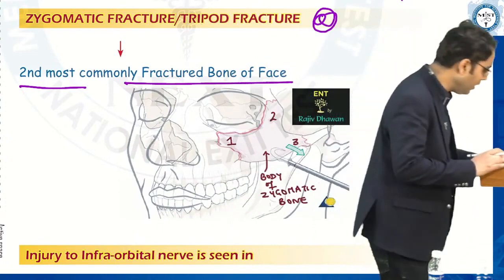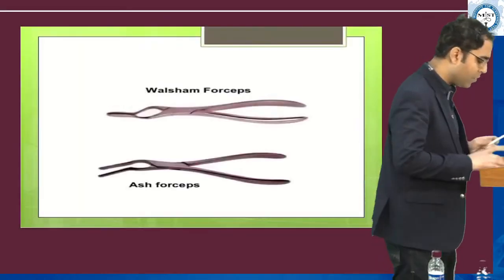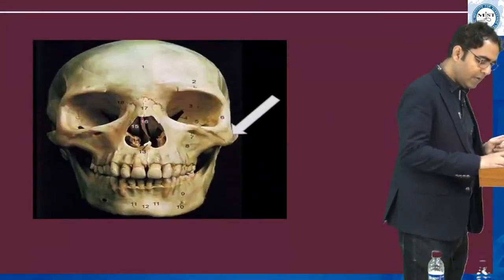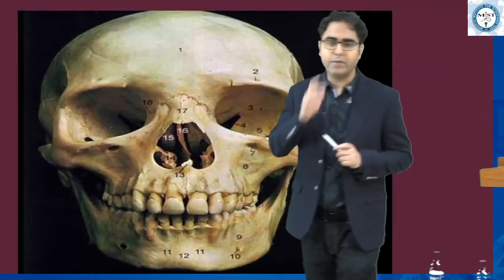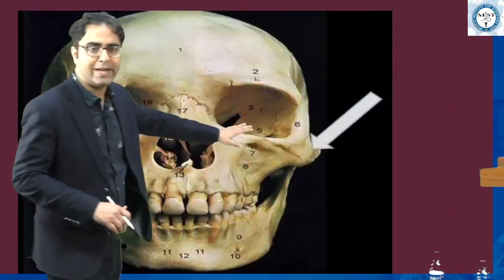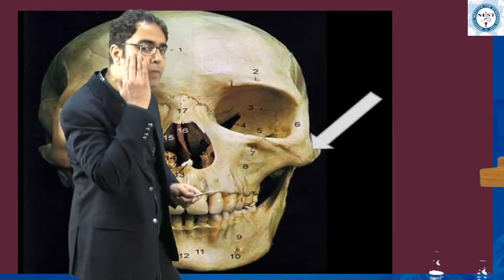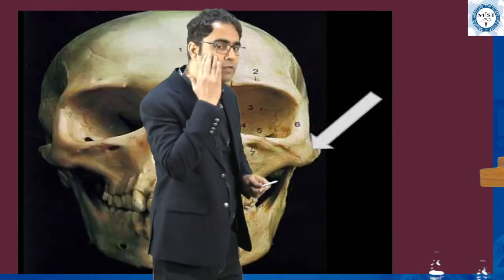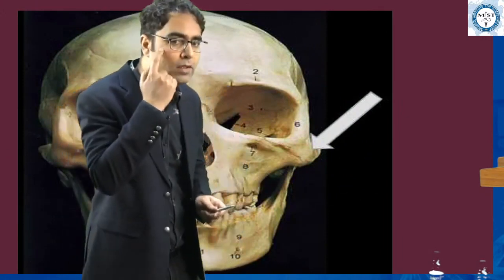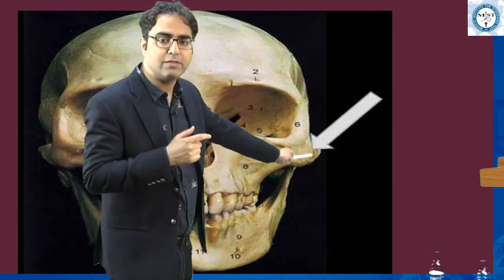Everybody, can you tell me where your zygomatic bone is, beta? Can you touch this area, everybody? Can you see the white arrow, beta? This is your zygomatic bone. This is the body of the zygoma. This white arrow represents the zygomatic bone now.